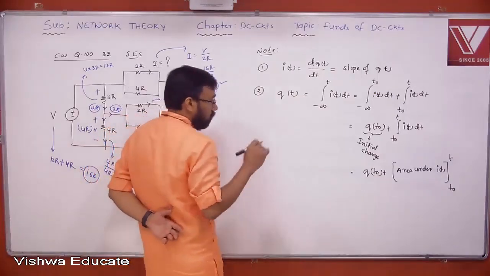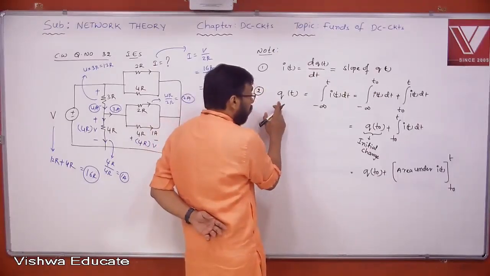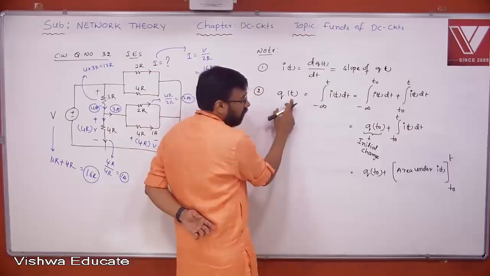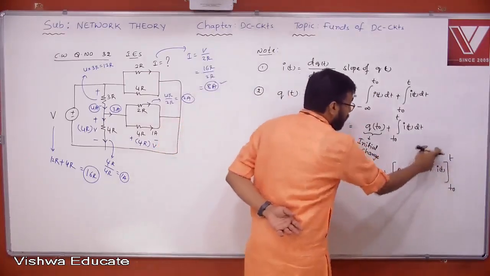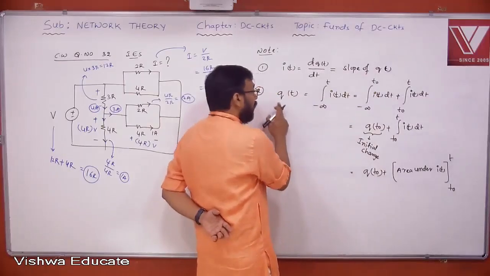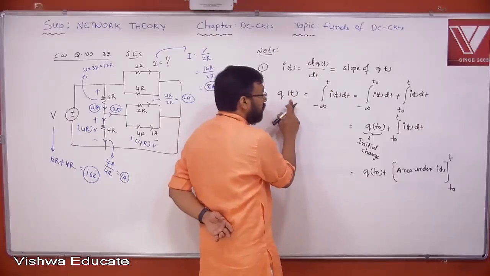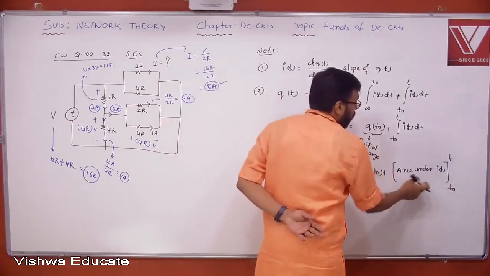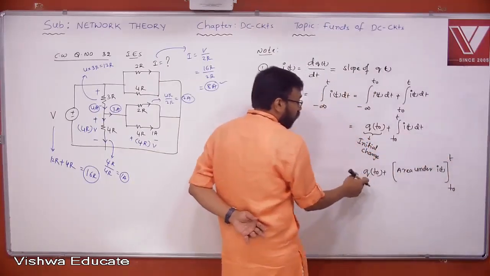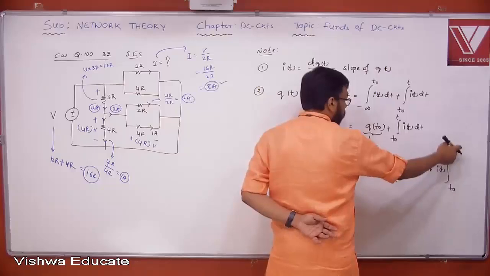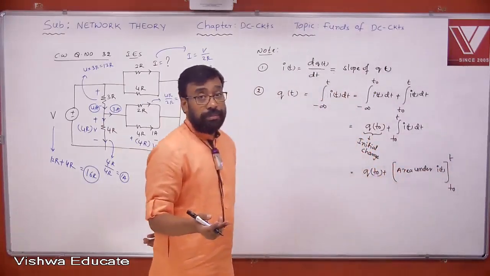Now one more important interpretation: q at any instant is nothing but q between t naught to t plus the initial charge. For example, q of 3 can be said as q of 0 plus the area under I of t from 0 to 3. Or else q of 1 plus the area under 1 to 3. Or else q of 2 plus the area under 2 to 3. Like that you can write in many ways.